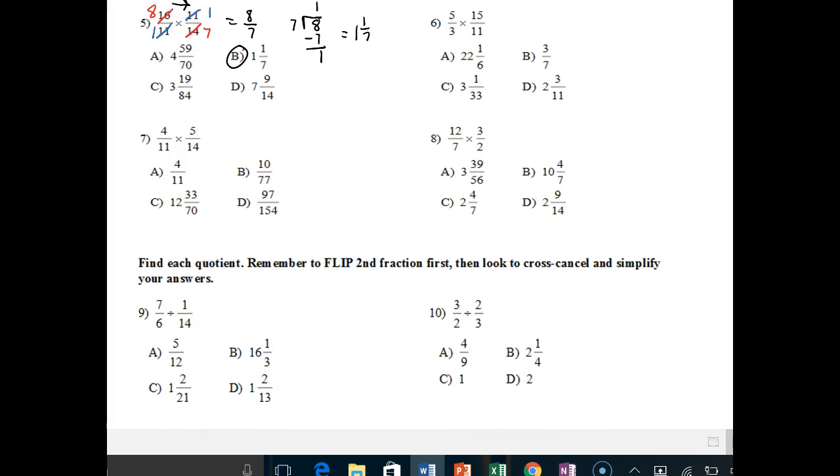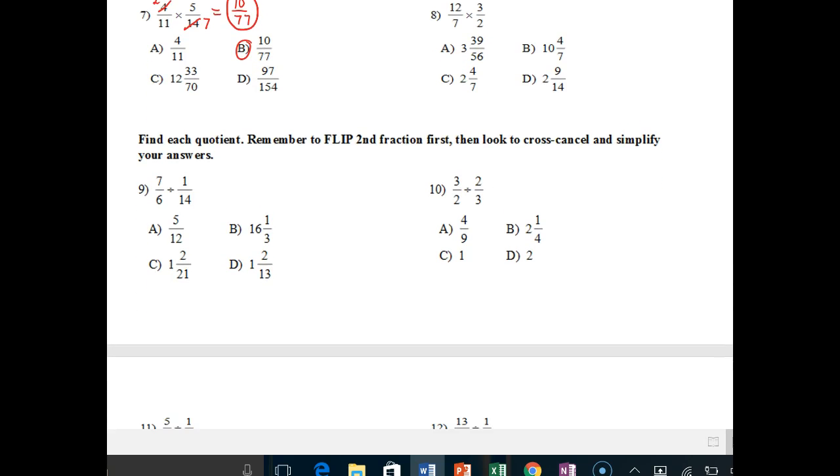So for number 7, I have 4 over 11 and 5 over 14. Here's an example where it looks like I can't cross cancel because of the 5 and 11, but actually the 4 and 14 I can divide both by 2. So 4 divided by 2 is 2. 14 divided by 2 is 7. Now I go straight across. 2 times 5 is 10. 11 times 7 is 77. So I'm looking for 10 over 77. I've got it right there.